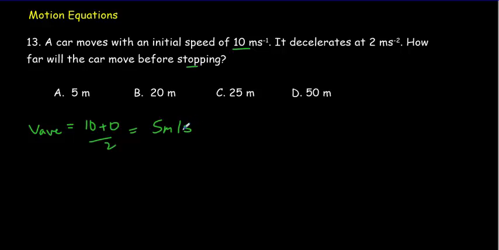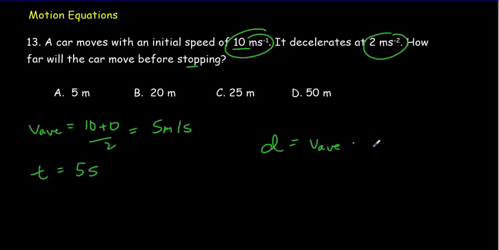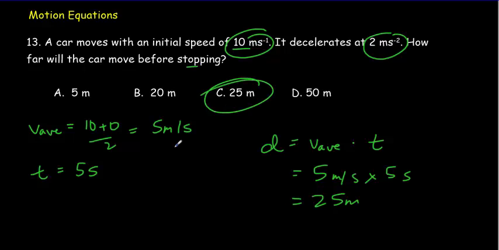The other thing we can find out really quickly is the amount of time it takes to come to a stop. Because we know it started at 10 meters per second, and then it loses 2 meters per second of speed every second. So after 1 second it'll be going 8, 2 seconds it's going 6, 3 seconds it's going 4, 4 seconds it's going 2, and 5 seconds it's going 0. It's come to a stop. So the time has to be equal to 5 seconds. And the total distance will have to equal that average speed times time. So 5 meters per second for 5 seconds will give you a distance of 25 meters. And the correct answer is C.